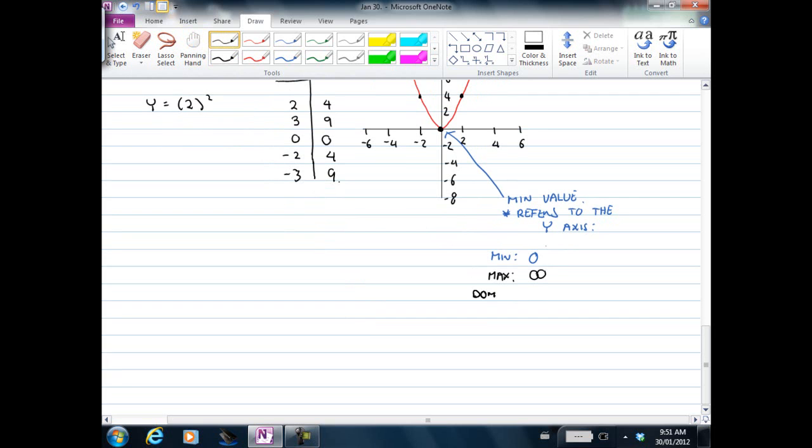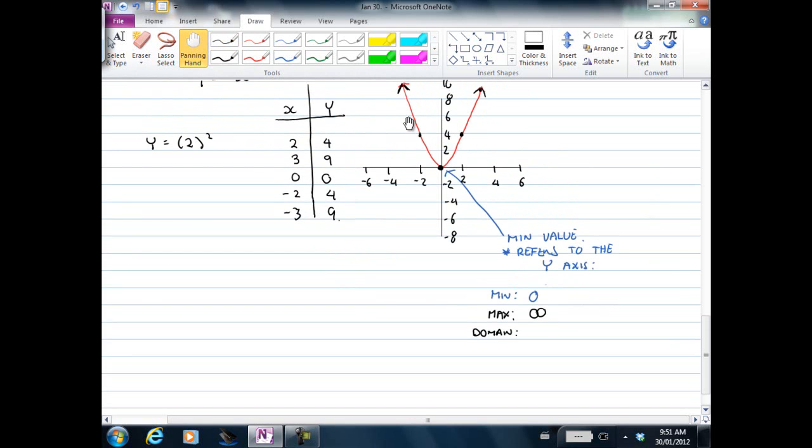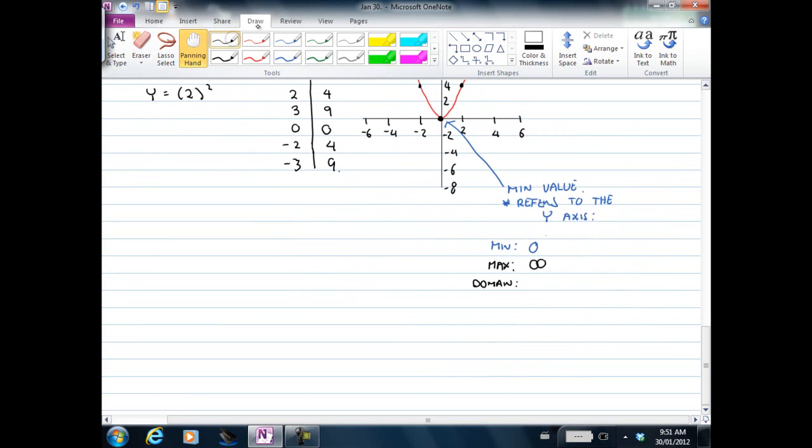Domain is all the x values. Now, I'm going to tell you this. When you have a quadratic function, all the x values, your domain is something called all reals. All reals. It means you can have any x value you want. It's always the case, no exceptions for now.